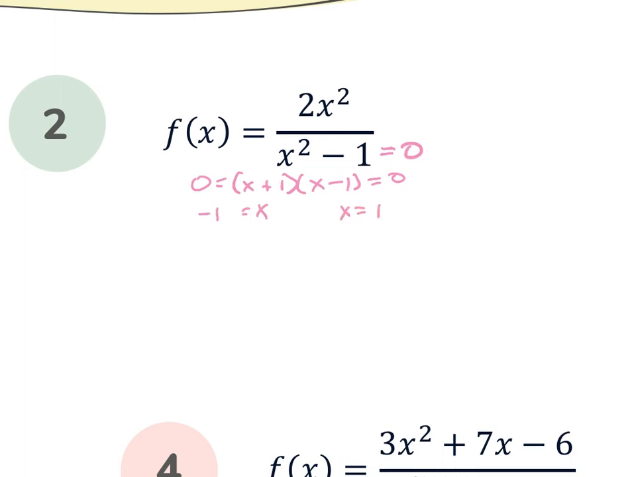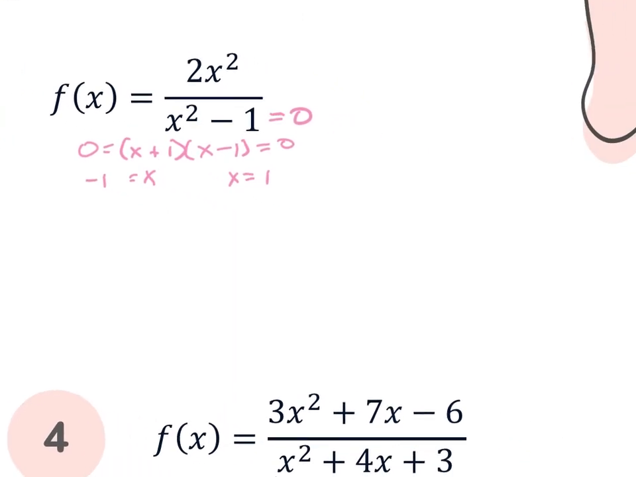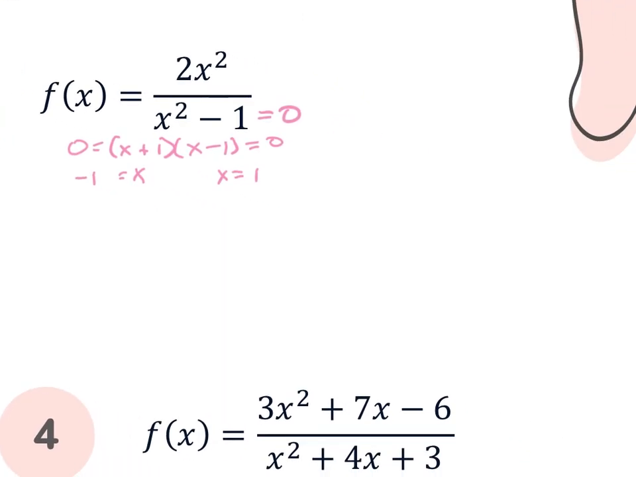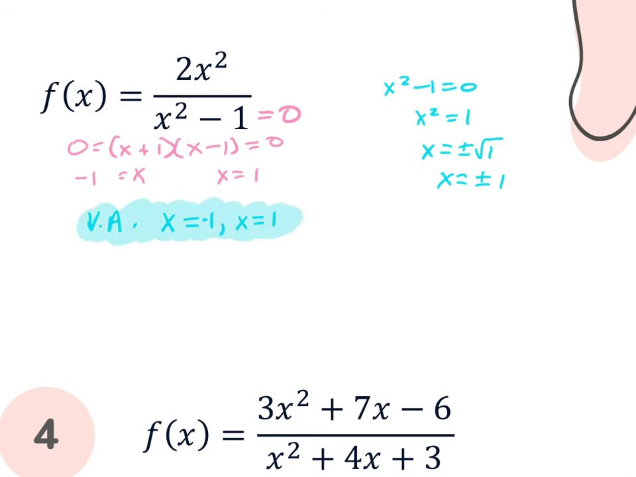What else could I have done? Good. The even root property, right? So set it equal to 0, move it, square root it, and this is why it's so important to remember the plus and minus. So that's the vertical asymptote: x equals negative 1 and x equals positive 1. There are 2 vertical asymptotes. There can be multiple vertical asymptotes. There can't be more than 1 horizontal.